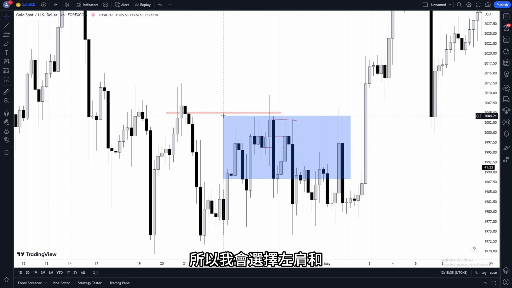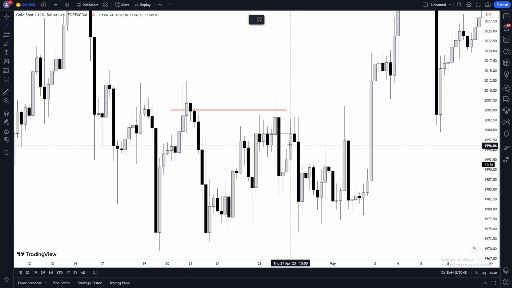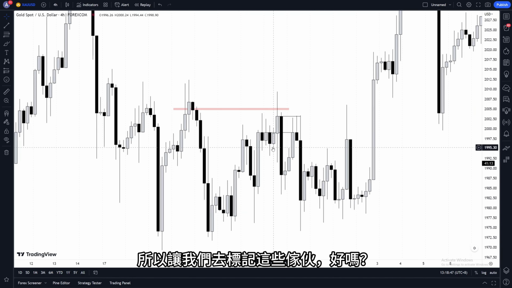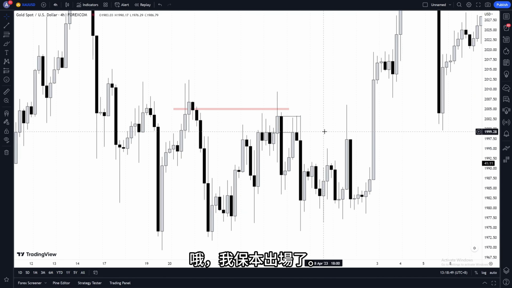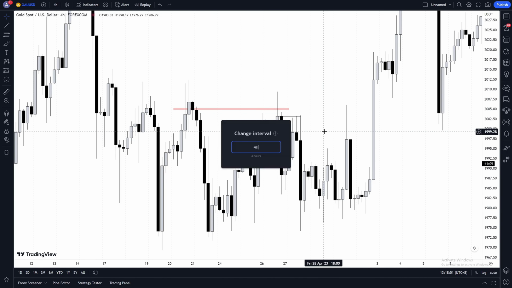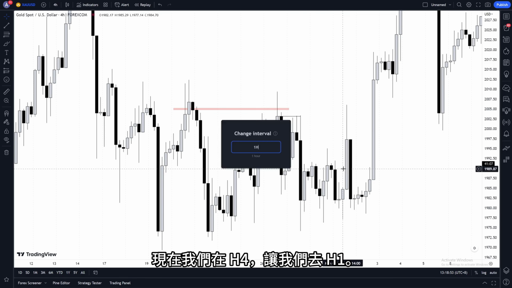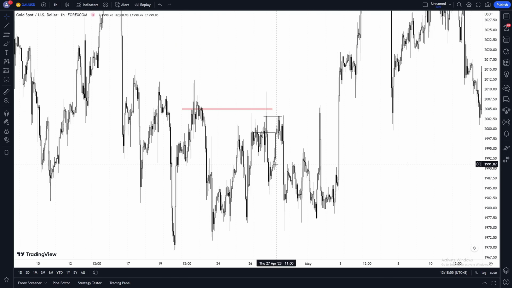So I would just choose the left shoulder and the apex. They call this the apex. Okay, so let's go and mark these guys up. All right, and I know what you guys are thinking: oh, I got break even. Hold on, I'll give you guys a little bit of a tip. Pause. Okay, now we're on the H4. Let's go to the H1.